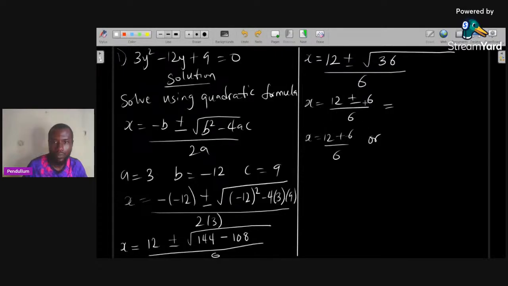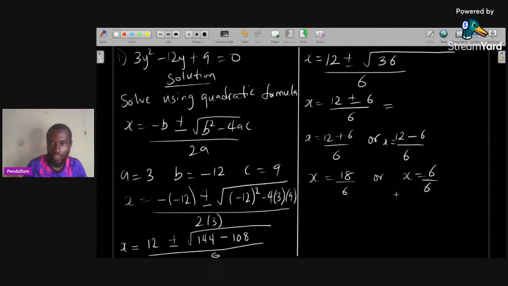x equals 12 plus 6 over 6, or 12 minus 6 over 6. These are the two possible values of x. And then 12 plus 6 is 18 over 6, or 12 minus 6 is 6 over 6. 18 divided by 6 is 3, and 6 divided by 6 is 1.